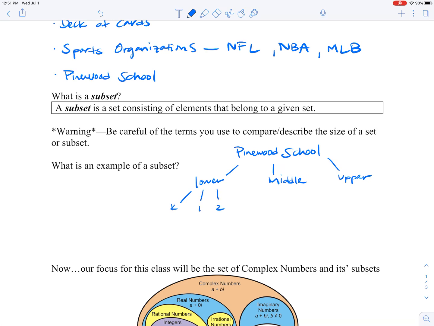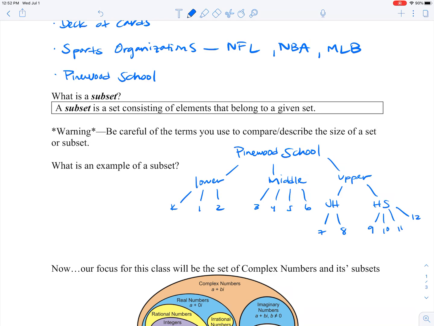And then we can go even further looking at subsets for Pinewood School, like how about each grade level? Lower campus has kindergarten, first and second grade, I believe, and then middle campus is 3rd, 4th, 5th, and 6th grade. And then upper campus, well, we're kind of unique at upper campus. We have junior high and high school.